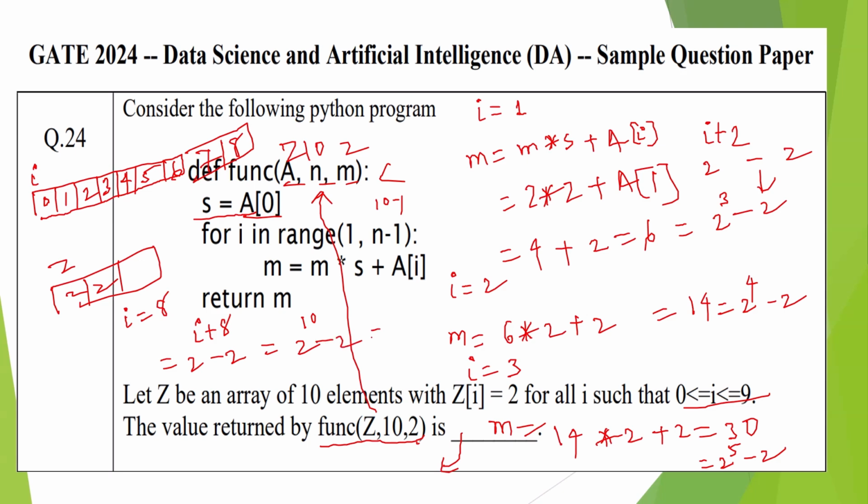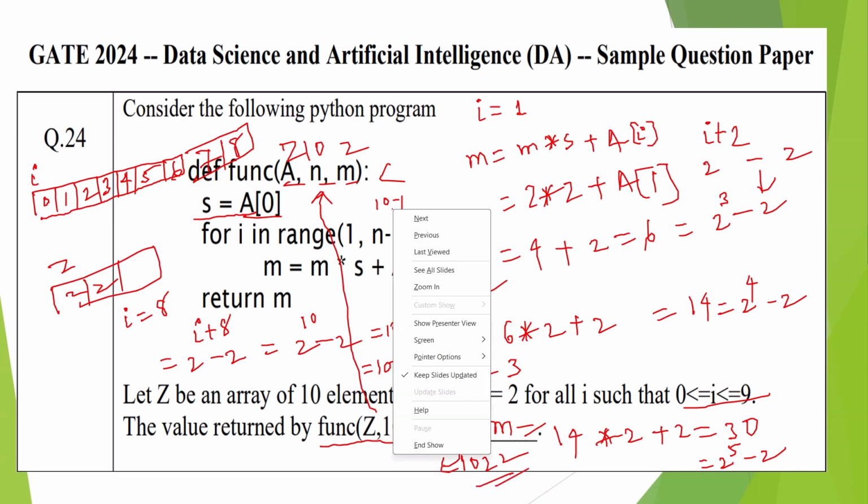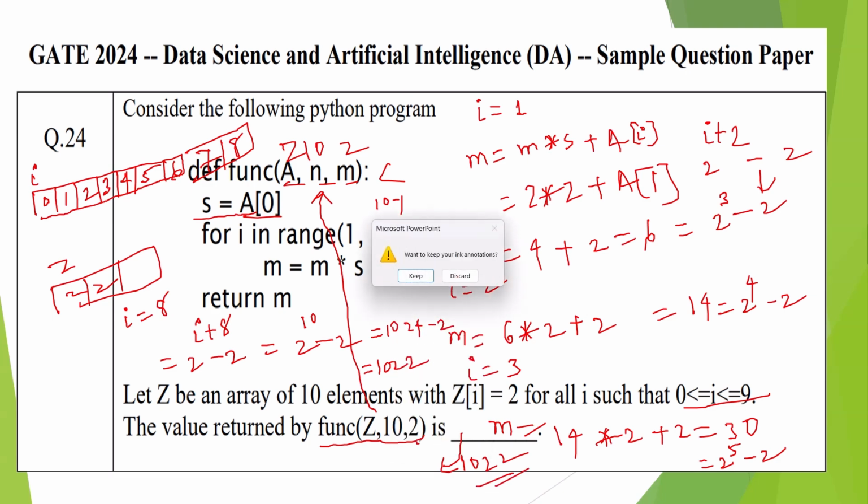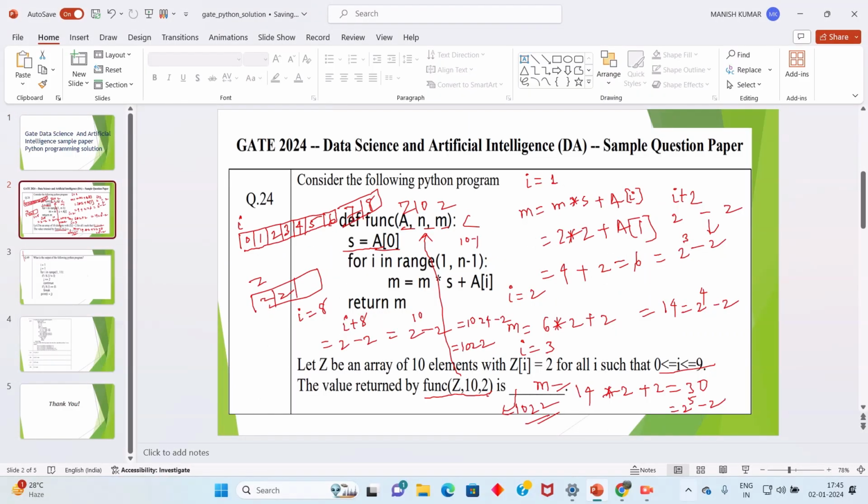2 to the power 10 minus 2. So it will come 1024 minus 2, it will come 1022. So the correct output of this one is, it will return 1022. Okay, I will show you the live demonstration also for this.